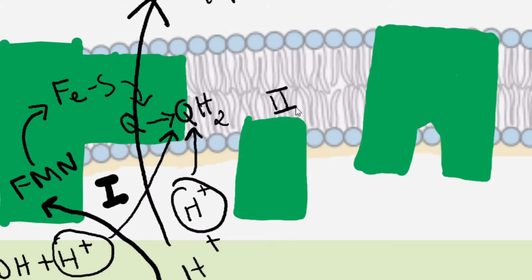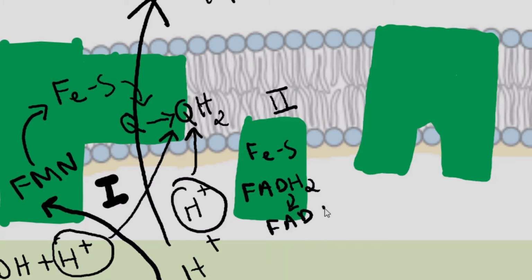Complex number 2, which is also known as succinate Q reductase, has its own prosthetic group FAD and also its own iron sulfur centers. In the citric acid cycle, the oxidation of succinate to fumarate by the enzyme succinate dehydrogenase produces FADH2, and the oxidation of FADH2 into FAD will produce electrons that will be passed on directly into the iron sulfur centers of complex number 2.